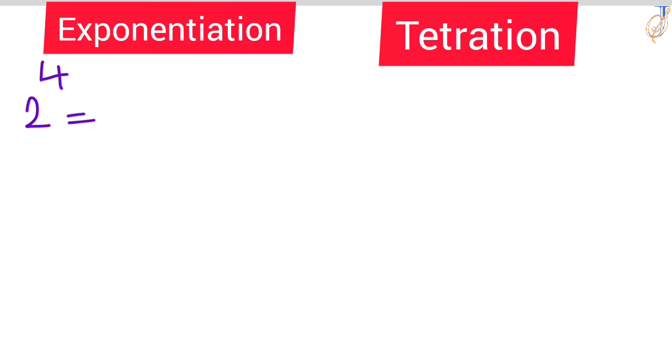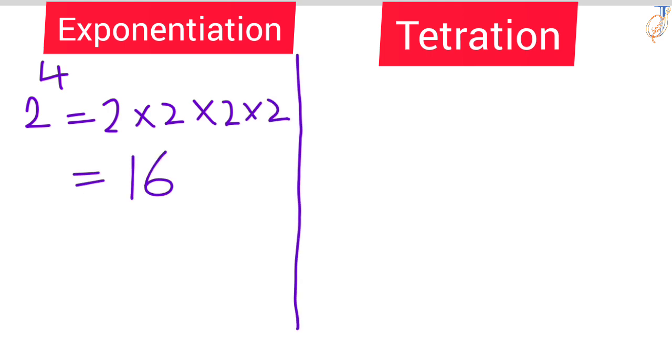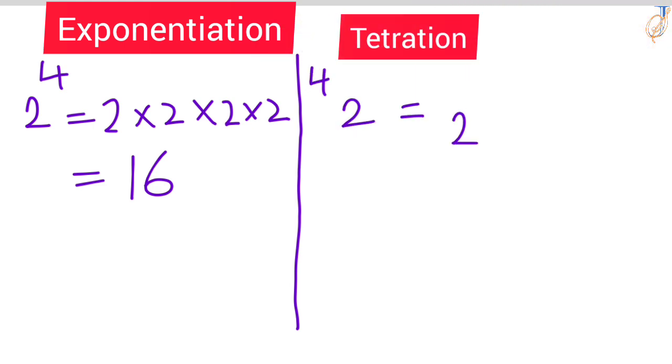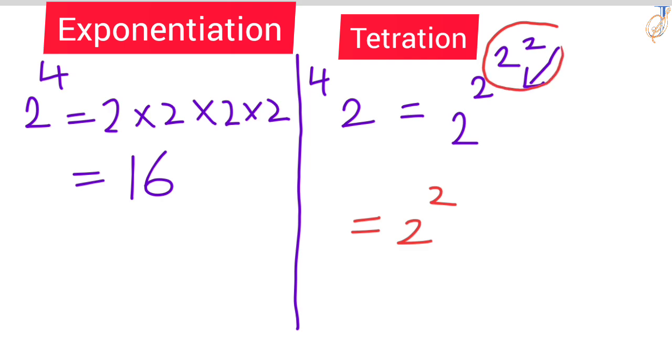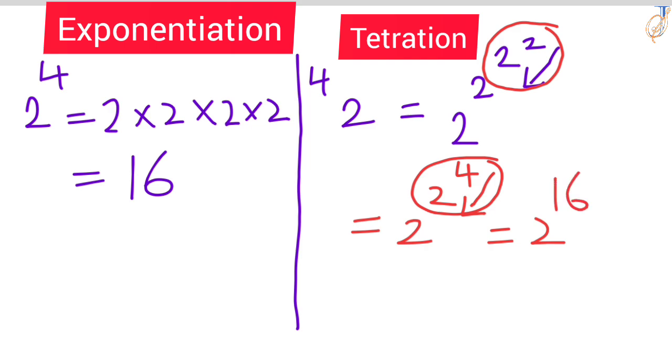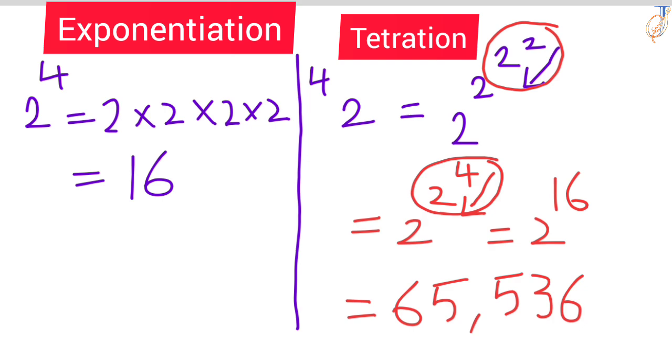2 to the power 4 is a repeated multiplication. So you have to write 2 in terms of multiplication 4 times, which is 16. But here, you write it as 2 power 2 power 2 power 2. You have to solve from top to bottom. This is 2 power 2. What is 2 power 2 value? 4. Now again you have to solve from top to bottom. Now this is 2 power 4. What is 2 power 4 value? 16. Now finally 2 power 16. What is the 2 power 16 value? 65,536.